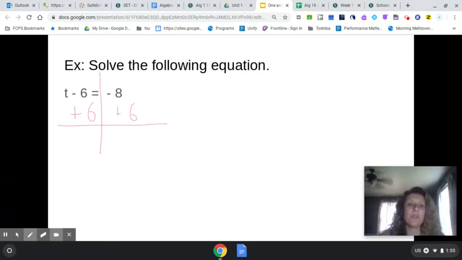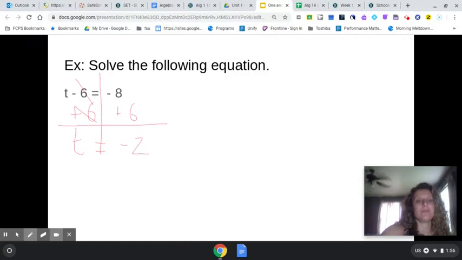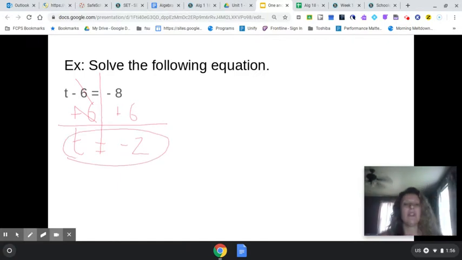So if we simplify that left side, the minus 6 and the plus 6 will cancel. So we just have t equals, and then negative 8 plus 6, we just have to simplify that. Negative 8 plus 6 would give us negative 2. So our final answer is t equals negative 2.